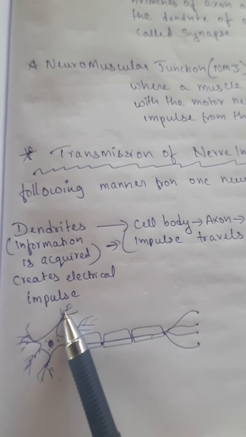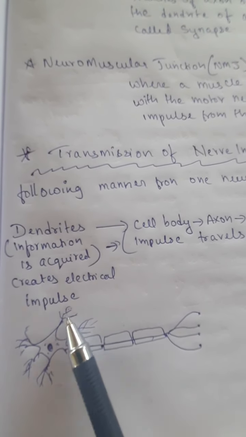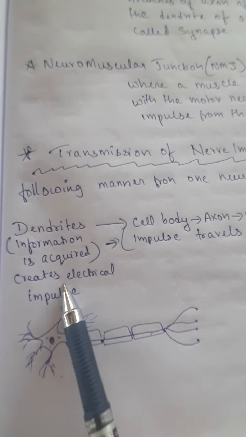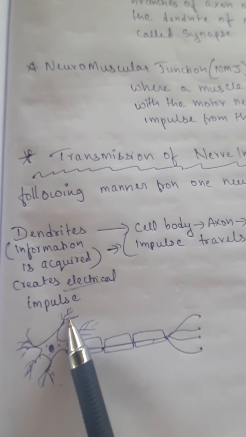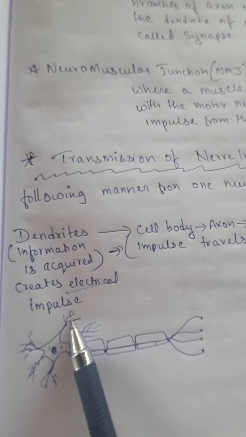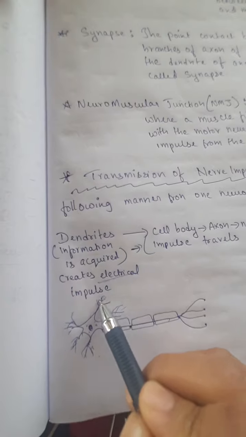As soon as it gets the information, it creates an electric impulse, that is, the message that you have touched a hot object. It creates an electrical impulse, and now that impulse travels through the dendrite.